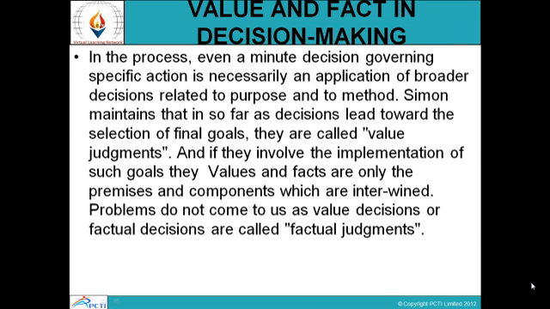That means people are judging, people are performing well, and they are giving certain judgments. So if they involve the implementation of such goals, their values and facts are only the premises and components which are intertwined. So people do not come to us as in a value decision or factual decision, but they are considered as in a factual judgment. Yes, value judgments are there, but it is always required that judgment have a factual basis rather than a purely value basis. It always requires certain information, proper facts and figures, to perform well.